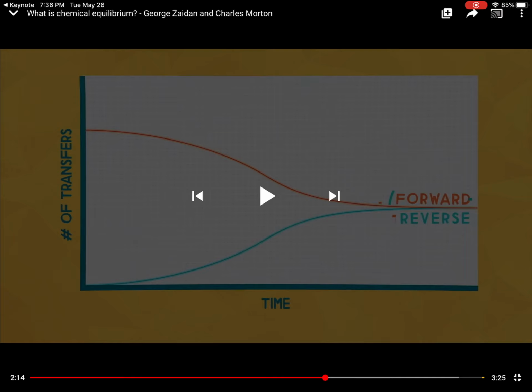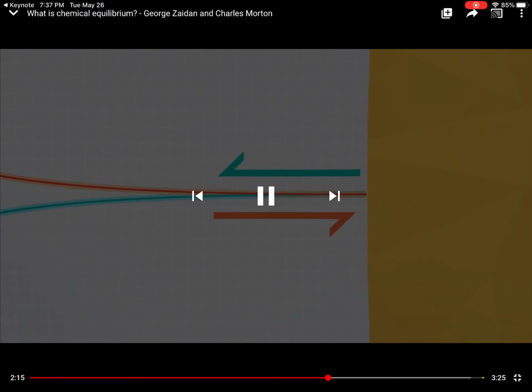up the reverse process. Eventually, the two processes wind up with the same speed, but I don't like this graphic because it implies that 50% of your reactants turn into products and 50% of your products turn into reactants, and that's not true. Some reactions produce a lot of product, and some reactions only produce a little bit of product, but eventually the slopes will be parallel to each other. They'll be the same.